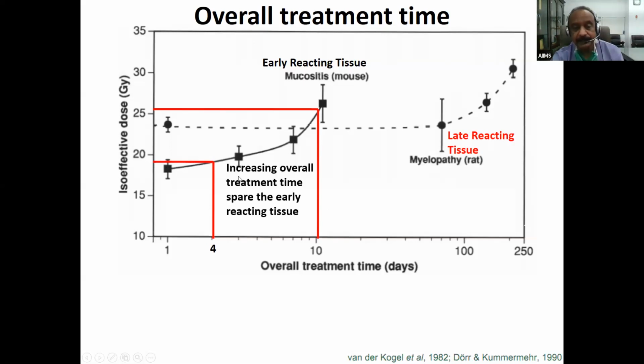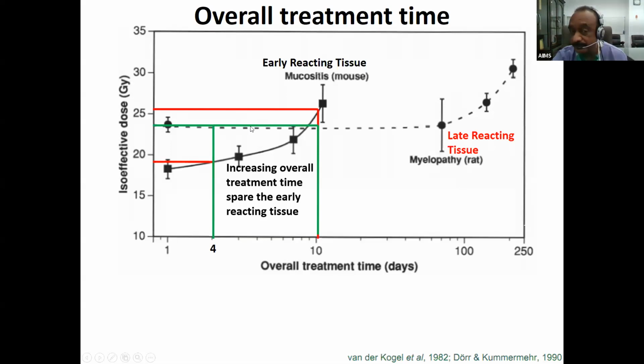So we can say that increasing overall treatment time spares the early reacting tissue. Now coming on to the late reacting tissue, just now concentrate on this graph. Whether you finish your radiation in 4 days time or 10 days time, there is no change in total dose which will result in grade 2 myelopathy.